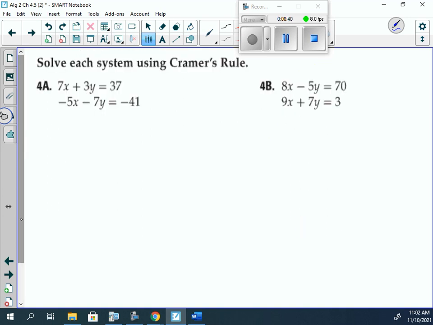Let's look at one more. We can do 4A or 4B. Which one do y'all want to look at? Okay.